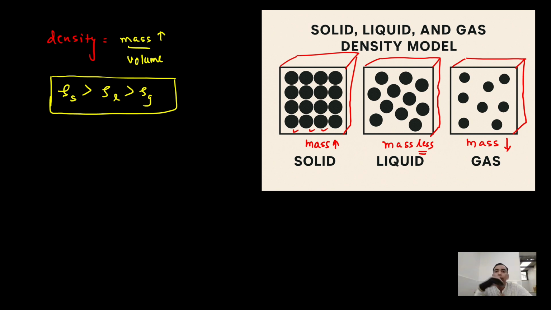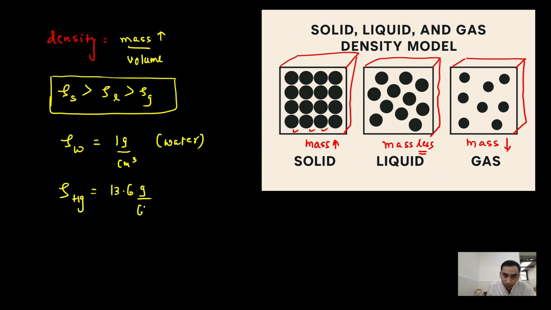For example, wood floats on the water. So the density of wood is less than that of the water, correct? And on the other hand, the density of mercury is 13.6 gram per centimeter cube, which is very high compared to that of the iron, which is 7.8 gram per centimeter cube. So a few densities that I would ask all students to remember: 1 gram per centimeter cube, this is the density of water. And the density of mercury is 13.6 gram per centimeter cube. And this is mercury.